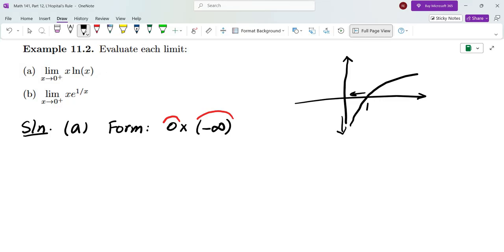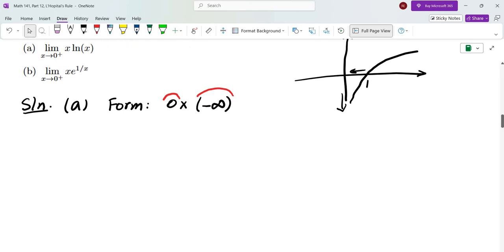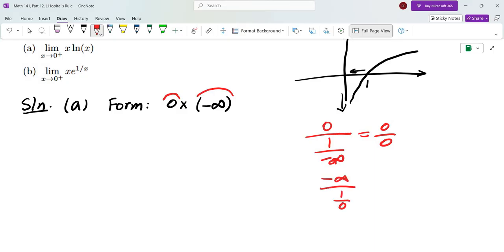It could be infinity, it could be 0, it could be a positive number, it could be a negative number. It could be really anything. So the idea for this one is to put one of these two at the bottom. Either we put negative infinity at the bottom, so turn it into 0 over 1 over negative infinity, which gives us 0 over 0, or we put negative infinity over 1 over 0, which is basically negative infinity over infinity. So either of these two can be done.